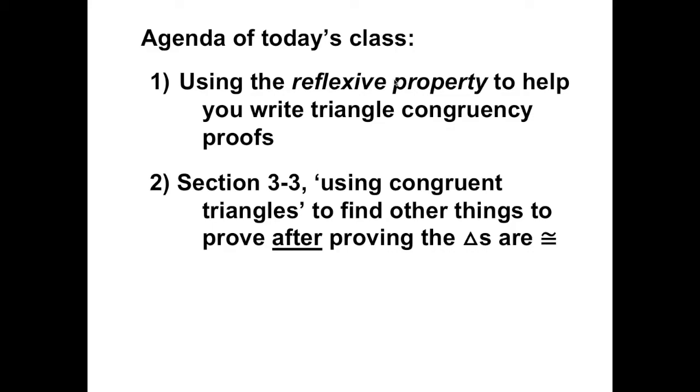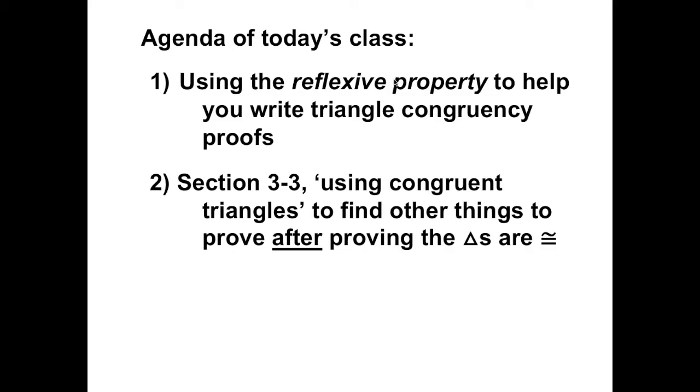We're going to go over that as part one of today's class. Part two is the key stuff in section 3, with 3.3, which is using congruent triangles to find other things you can prove after you have proven that the two triangles are congruent to each other. What's an additional statement we can say from there? Quite often that additional statement is going to lead to other things you can say after that, so it's a pretty important thing.